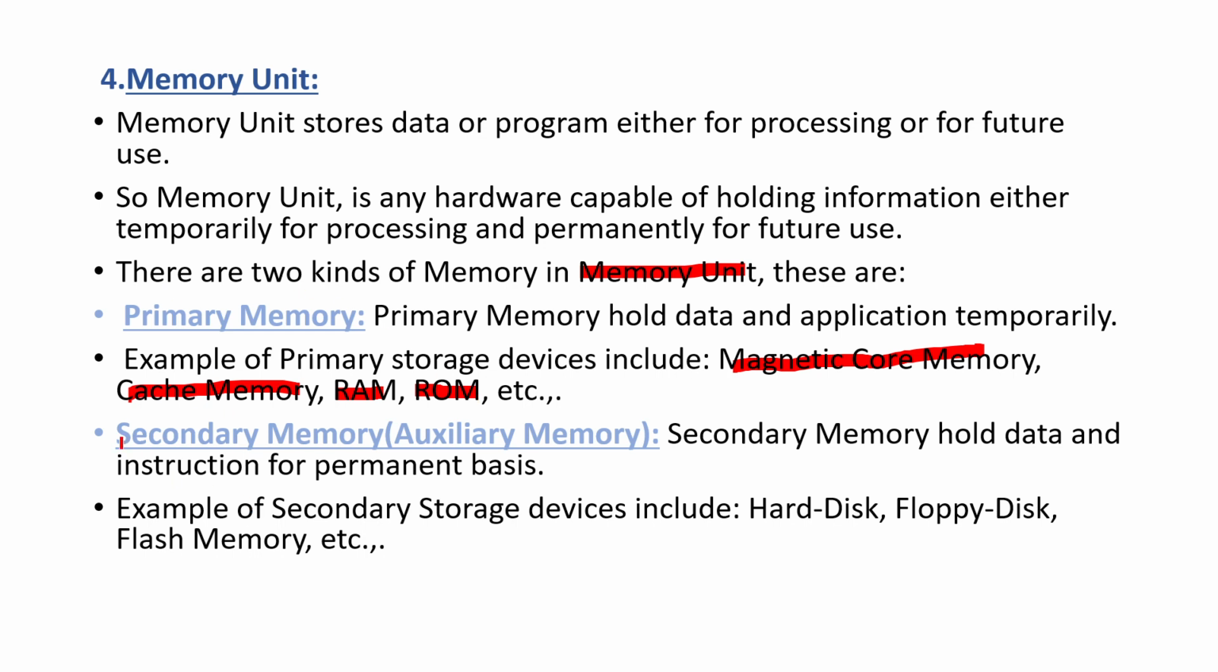Now coming towards the secondary memory. Secondary memory is the memory which holds the information or the data for a permanent period of time. So it is also known as permanent memory. It is also known as non-volatile memory or auxiliary memory. Examples of secondary storage devices are hard disk, floppy disk and flash memory. These are examples of auxiliary memory. So let's revise it once again.